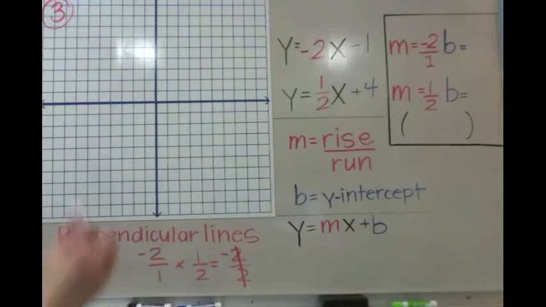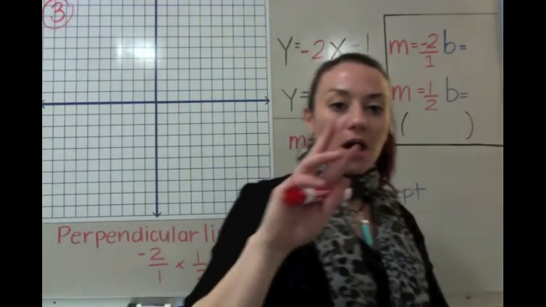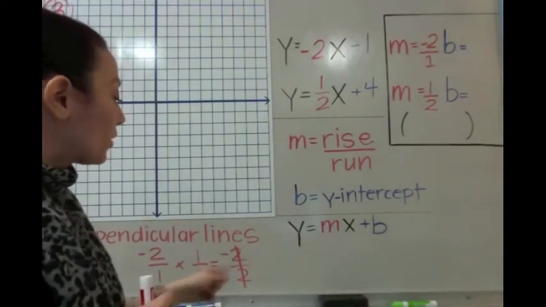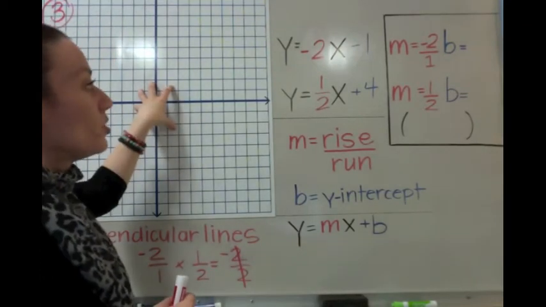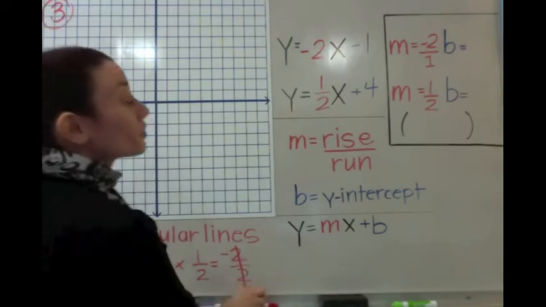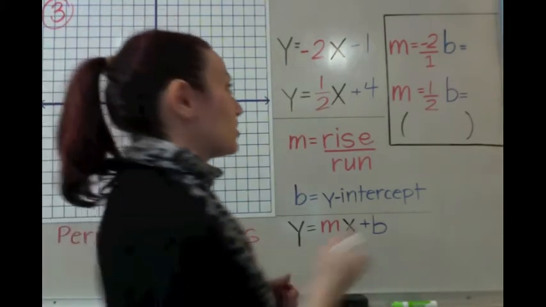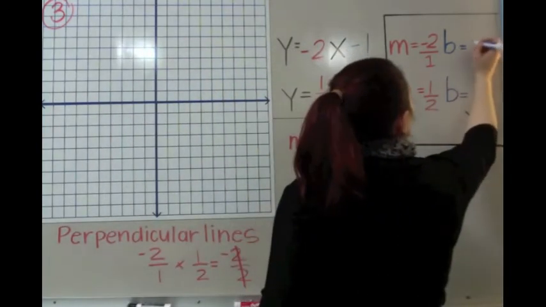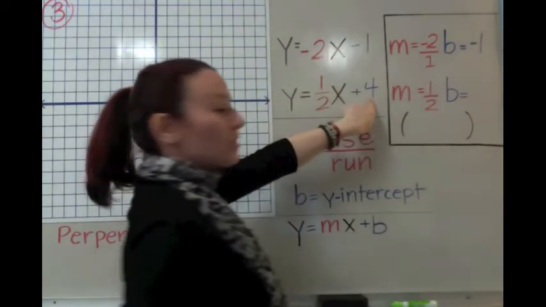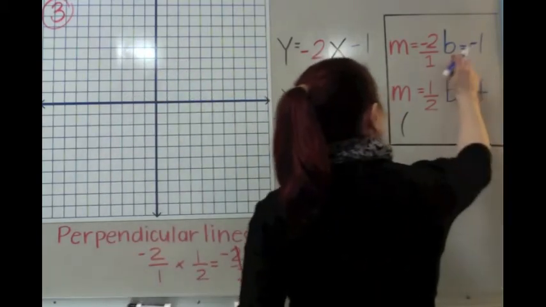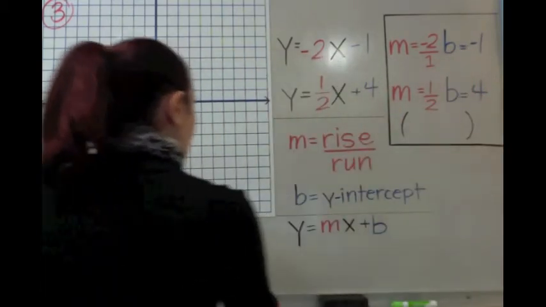So because these slopes are negative reciprocals, you're going to end up with perpendicular lines. So let's graph and show that. But first, we have to identify the y-intercept. Identify what? The y-intercept. So B is -1. What's B for the second line? It's 4. Great. Let's graph the first line.